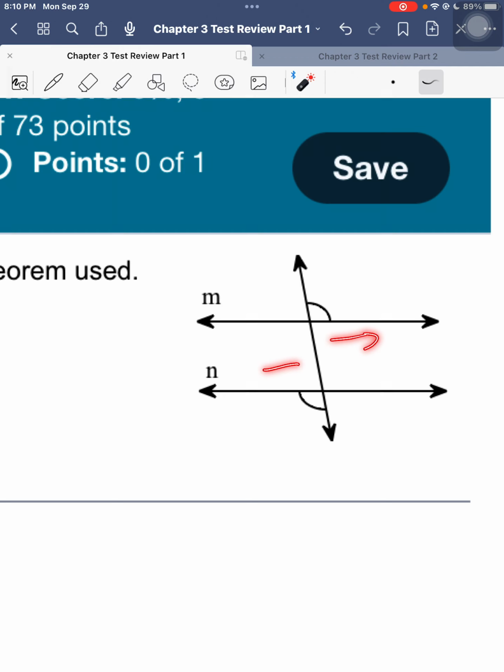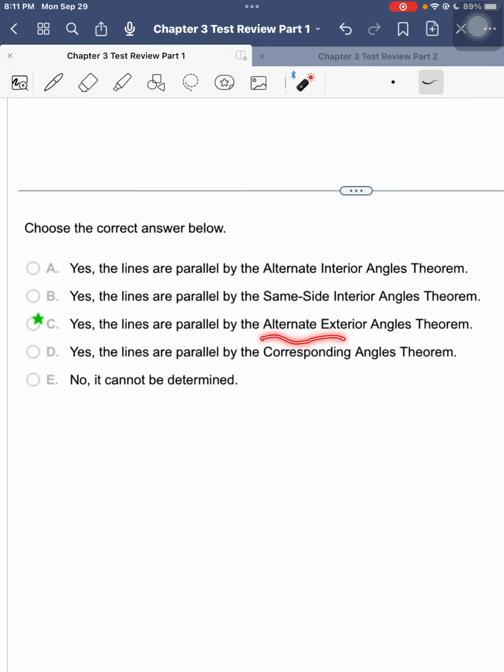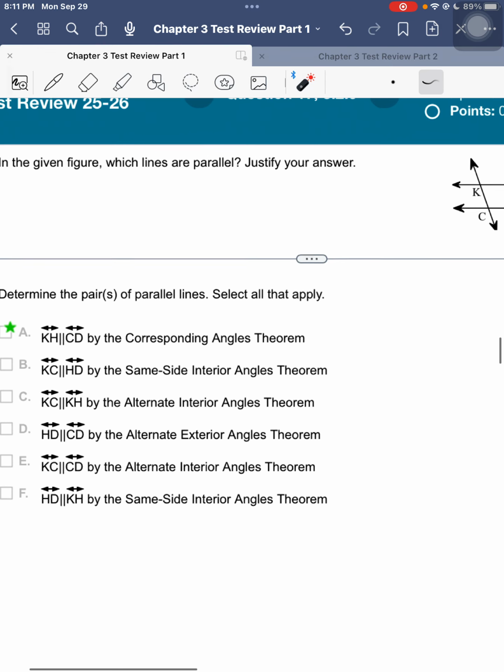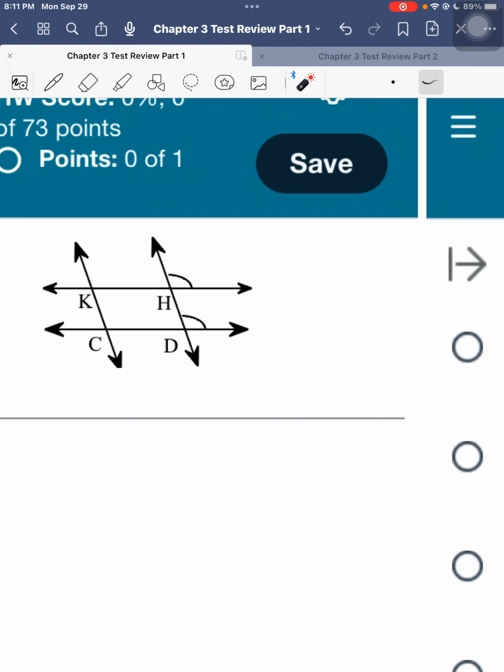Let's take a look at this one. What about these two angles? These two angles are alternate because they're on each side of the transversal, and they're also on the exterior. So these are alternate exterior angles. And I know that if alternate exterior angles are congruent, then my lines are parallel. That's what it means to be the alternate exterior angles theorem. So yes, the lines are parallel by the alternate exterior angles theorem. So now, in the given figure, which lines are parallel?